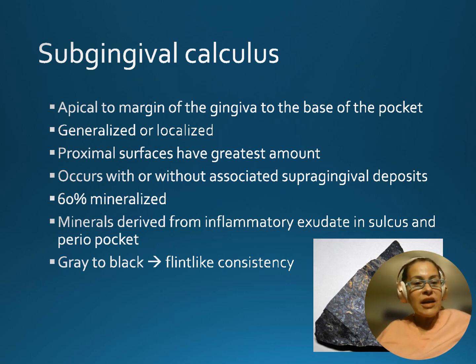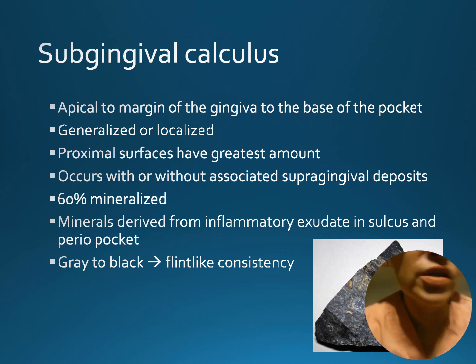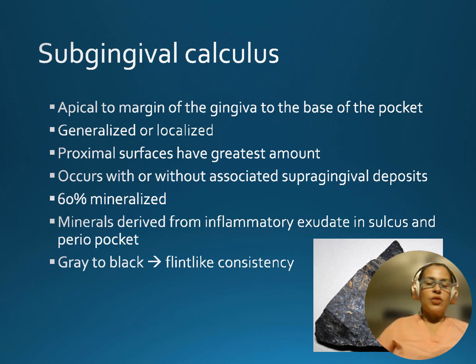The subgingival calculus will be occurring with or without associated supragingival deposits. So this is important. Not every time we have subgingival calculus, it comes from supragingival. Sometimes you're just going to have it down there because of suds and foods, or even a little speck of mineralization that occurs under the gum is going to start giving way to more and more calculus, subgingival calculus.